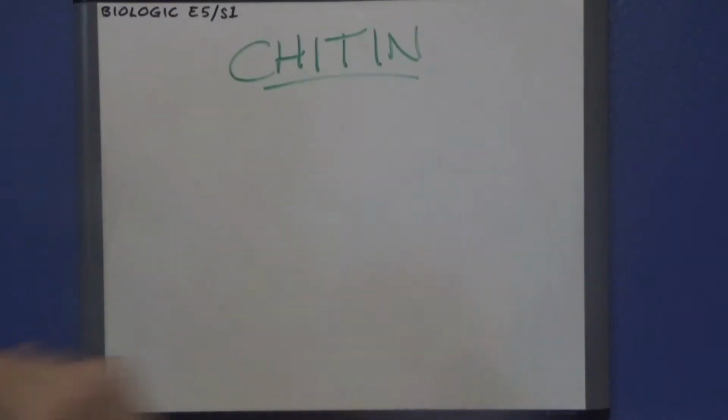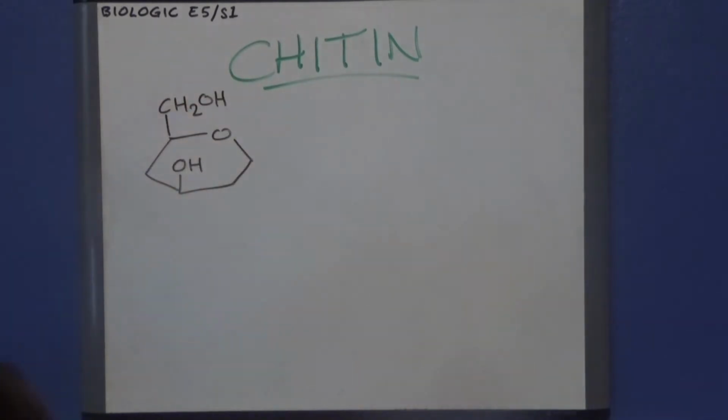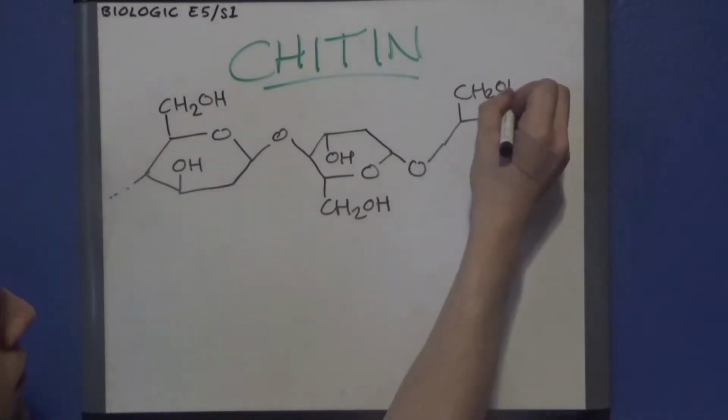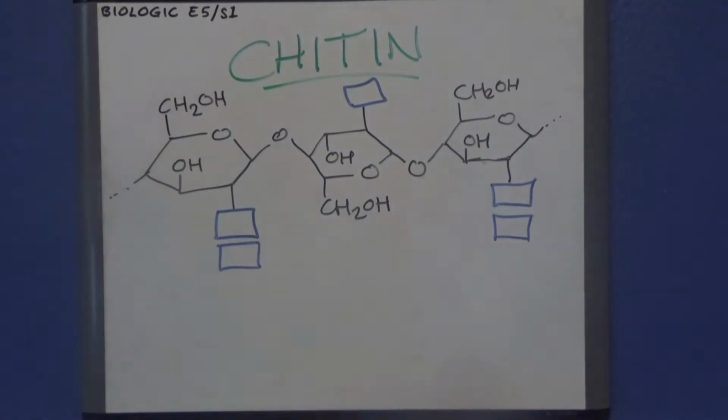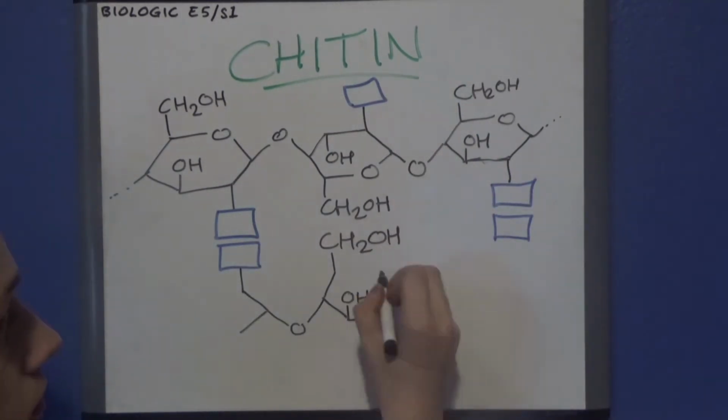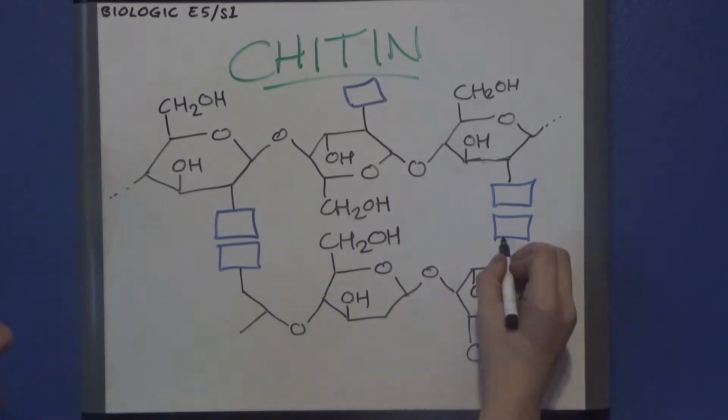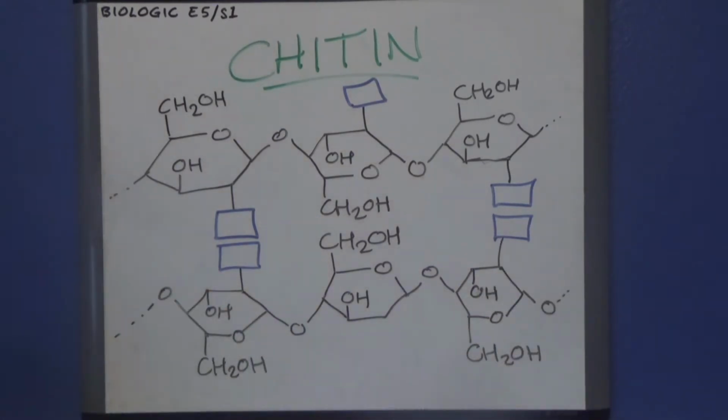Chitin is a structural polysaccharide that's found in the harder tissues of numerous animals, including the exoskeletons of insects, the beaks of cephalopods, the scales of fish, and the tongues of mollusks. Chitin is composed of monomers called N-acetylglucosamines, or NAGs, connected through beta-1,4 glycosidic linkages.